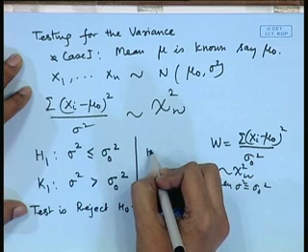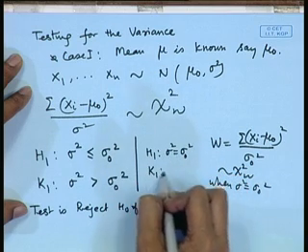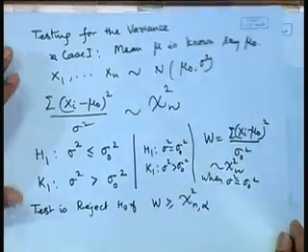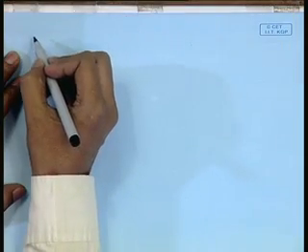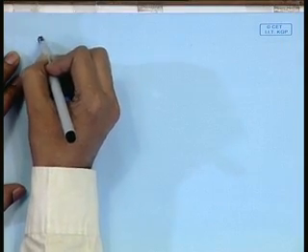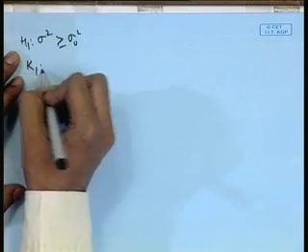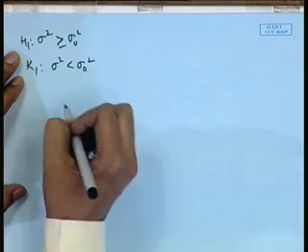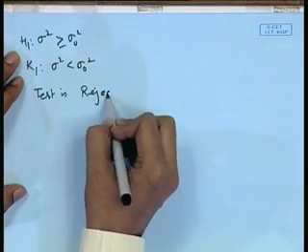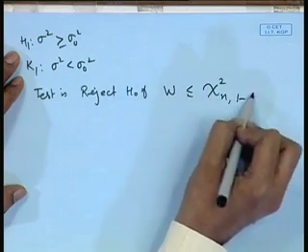A similar argument will be valid if I am considering sigma square is equal to sigma naught square against sigma square is greater than sigma naught square. So, if we consider carefully the reverse of this, say sigma square is greater than sigma naught square against sigma square is less than sigma naught square, then the test will be to reject H naught if W is less than or equal to chi square n, 1 minus alpha.